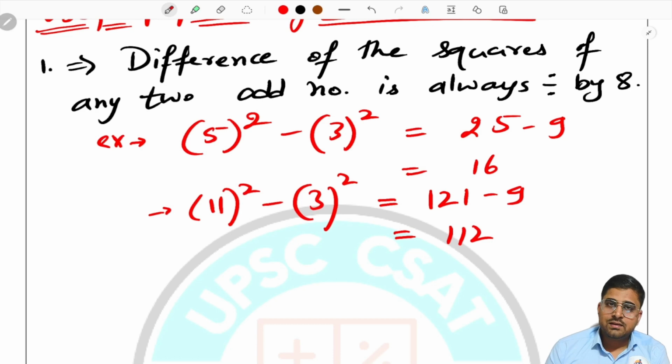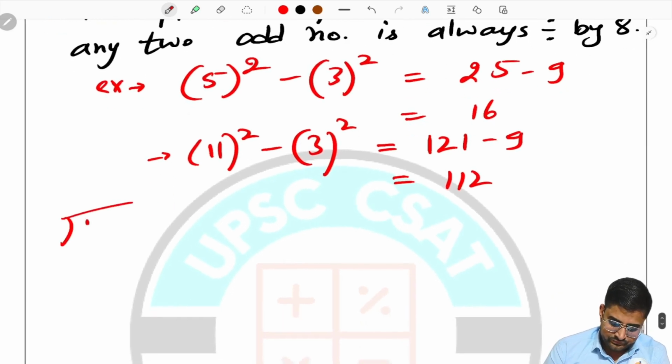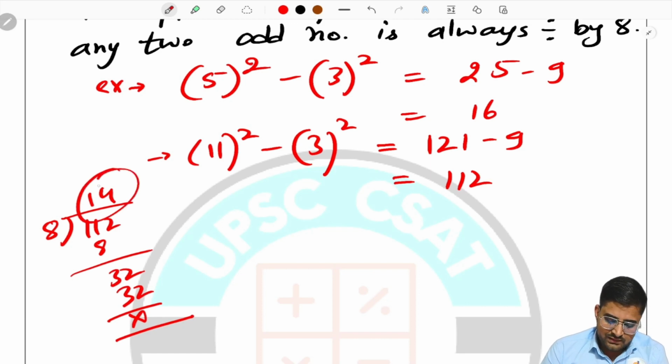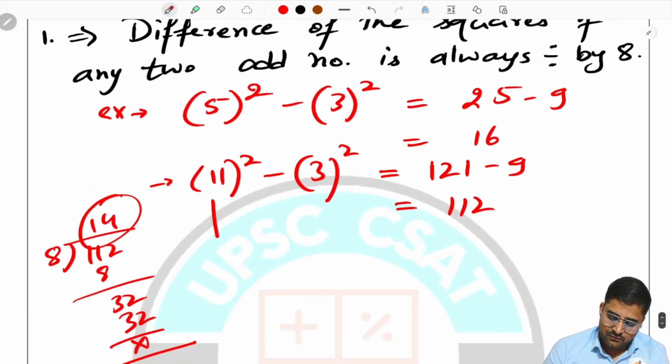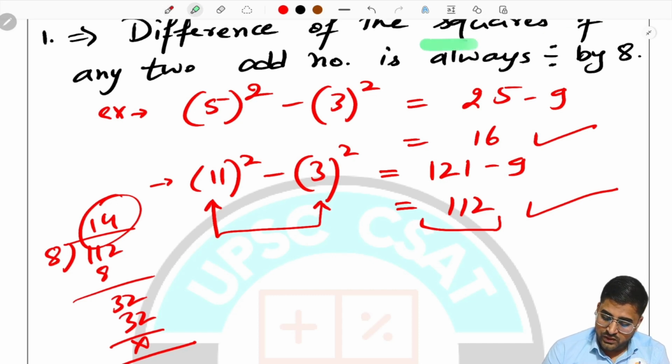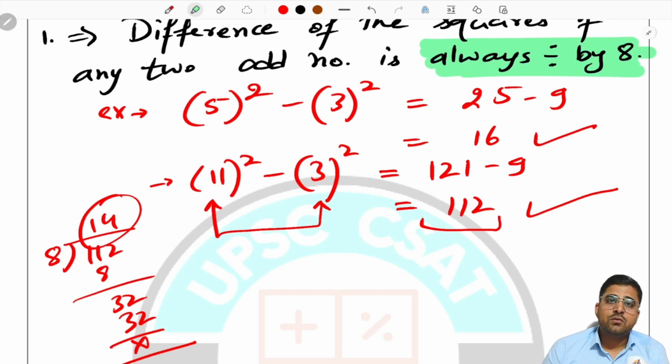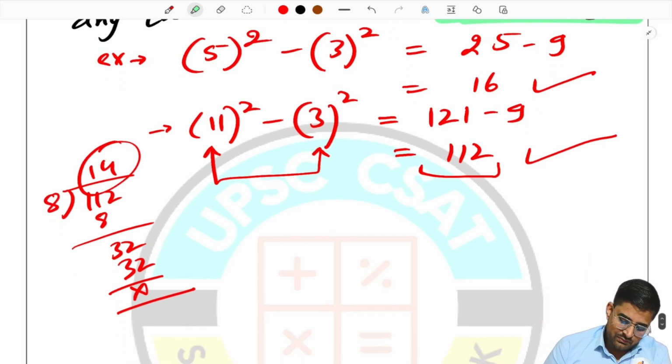Let us see, is that divisible by 8 or not? 8 ones are 8, 8 fourteens are 112. It is divisible by 8. Whatever numbers you take, it will be divisible by 8 only. So the property one is, whenever you subtract the squares of two odd numbers, the result will always be divisible by 8. So why is it important?